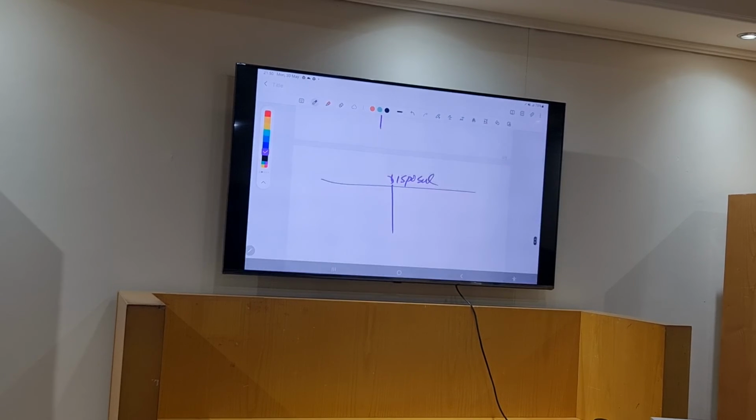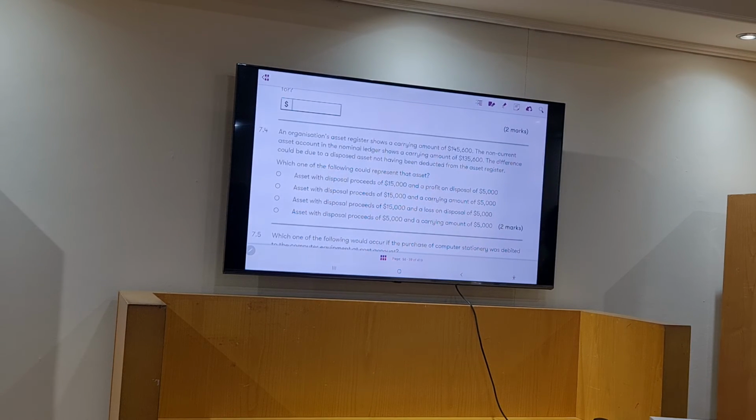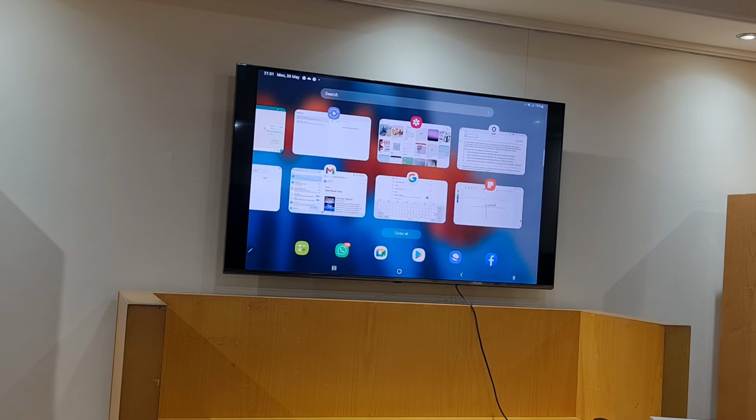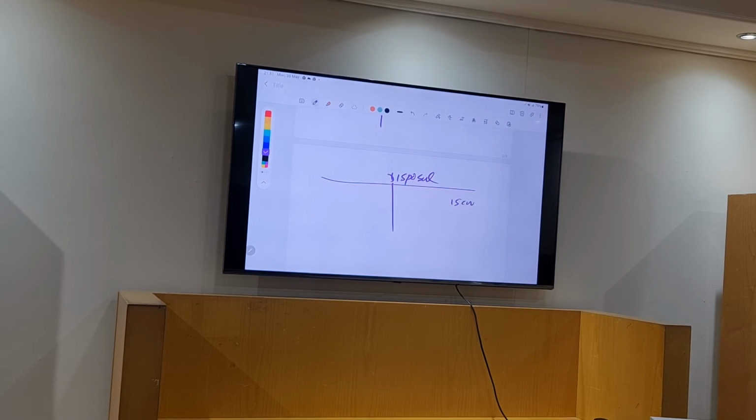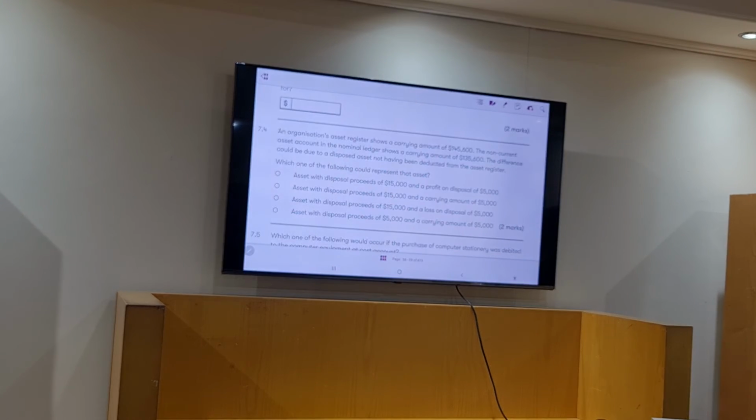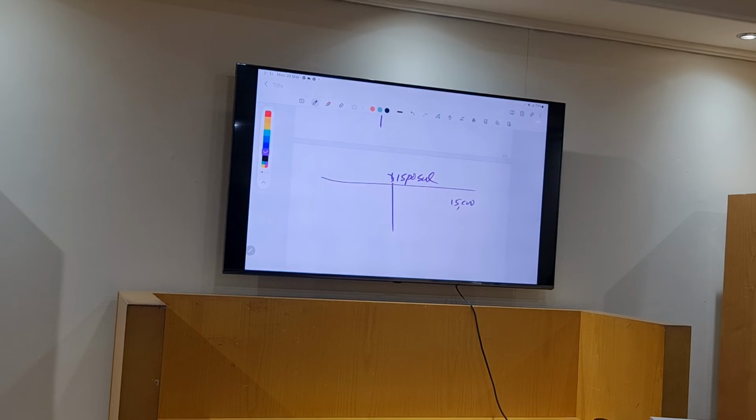You have a disposal account. The first answer, what do they say? Asset disposal proceeds of 15,000. If it is a disposal proceed, what is the double entry? Debit bank and credit disposal. Correct. So I will credit here. Am I right? And the result, what do they say? There is a profit on disposal. If it is a profit, in the P&L account I will credit. So here what will I do? Debit.